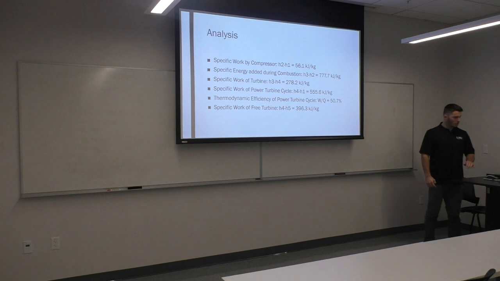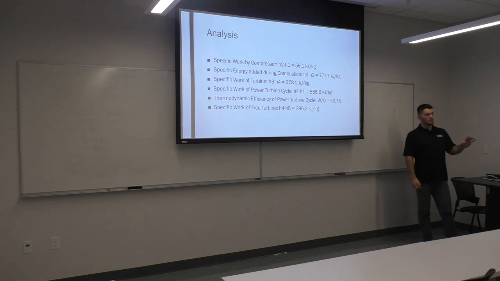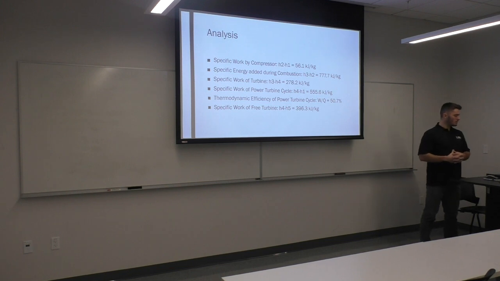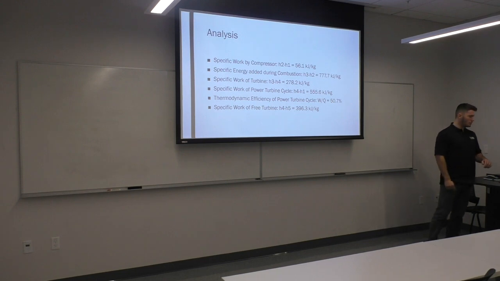And then the specific work by the compressor, either CP times T2 minus T1 or H2 minus H1 is the equation used, it ends up being the same thing. So work by the compressor is 56 kilojoules. Specific energy added during combustion, 777 kilojoules per kilogram, which is a good bit because it's the highest number here, because combustion is whenever you're having the most energy added and used.